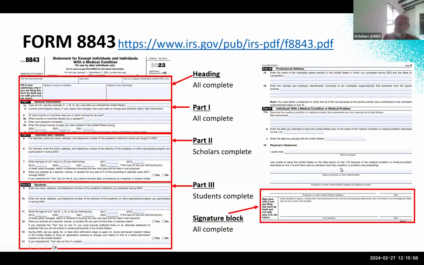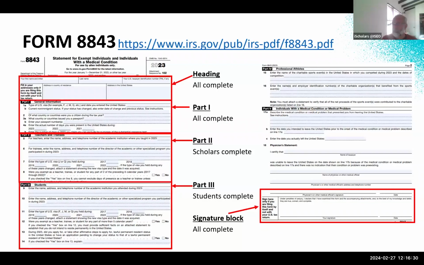Now, what we'll be doing next is moving on to actually completing the form 8843. So the hyperlink at the top of the screen here is where you can actually download this form. You can print it out and fill it out and then send it in. So it's a very simple form. First of all, let me just say that right off the bat. It's a very simple form, and you only have to complete a few parts of the form.